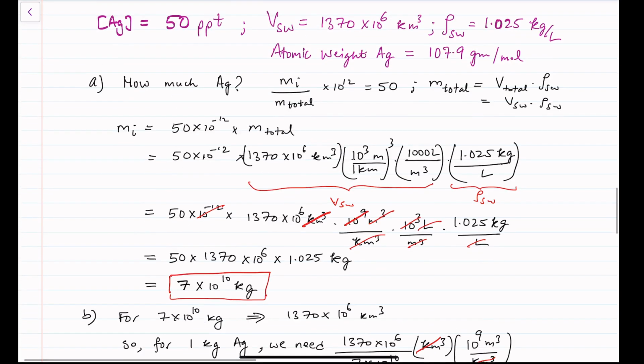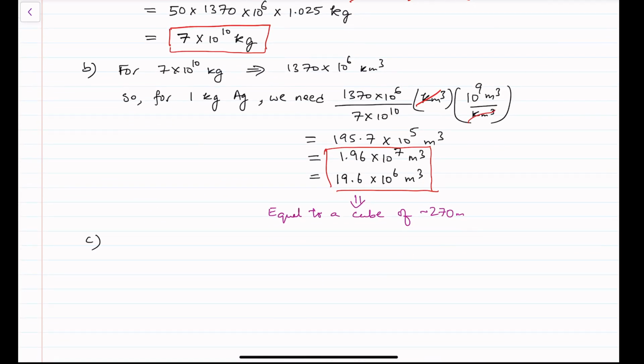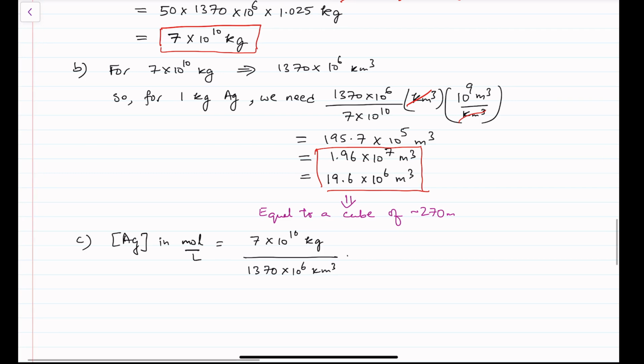Okay, last part of this problem. What is the pAg in the ocean? So using the p notation, for that we have to first get the concentration in moles per liter. So we have the mass 7 times 10 to the power 10 kilograms, and we have 1370 times 10 to the power 6 kilometer cubed. And then we've just shown that a kilometer cubed is 10 to the power 9 meter cubed, and we've also shown that a meter cubed is 10 to the power 3 liters.